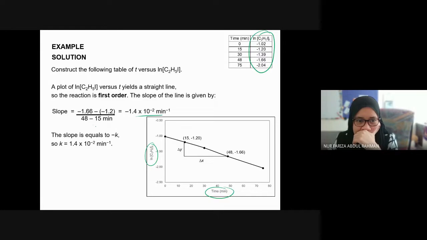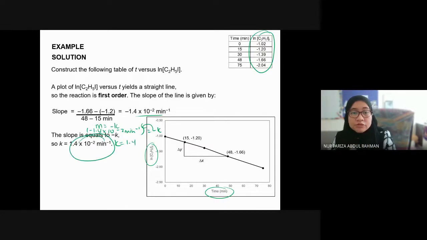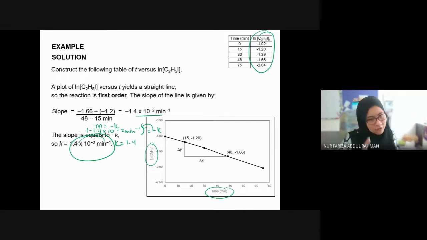So m is equal to negative k. So your m is negative 1.4 times 10 to the power of negative 2 minute negative 1, is equal to negative k. So what you want is k only. So you transfer this one to the other side. Okay. So you akan dapat cancel. You akan dapat positive value lah. 1.4 which is this one. Don't forget the unit. Rate constant you have to have unit. If not, markah tolak.